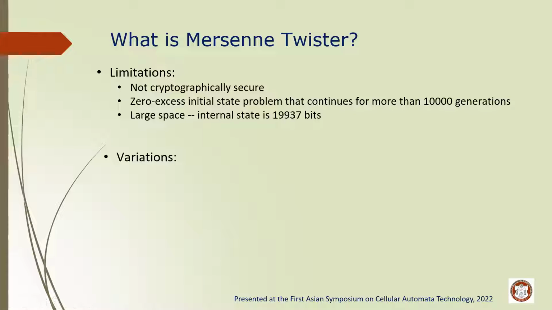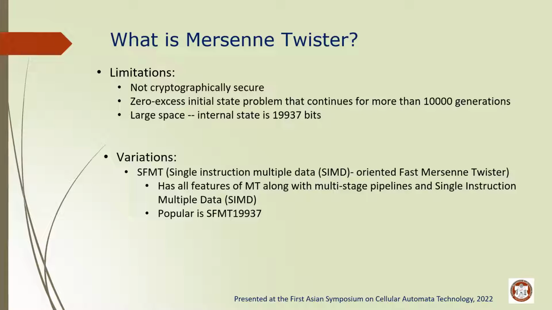There are certain variations that were also proposed. The first one is SFMT, SIMD-oriented Fast Mersenne Twister, where SIMD is single instruction multiple data. It has all the features of MT along with multi-stage pipelines and the SIMD feature. The popular one has the same period, 2 to the power 19937, and is called SFMT 19937. There is another version with a lesser period and smaller internal state, but it is not that strong. Here the period length is 2 to the power 127 minus 1, so the internal state requirement is only 127 bits.